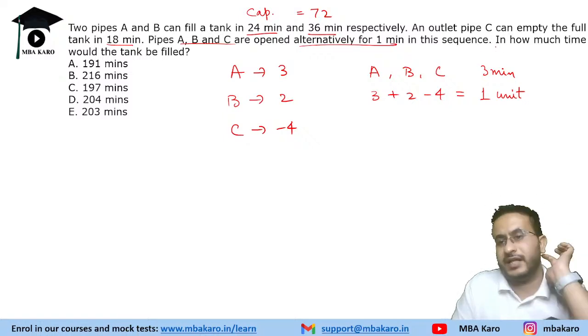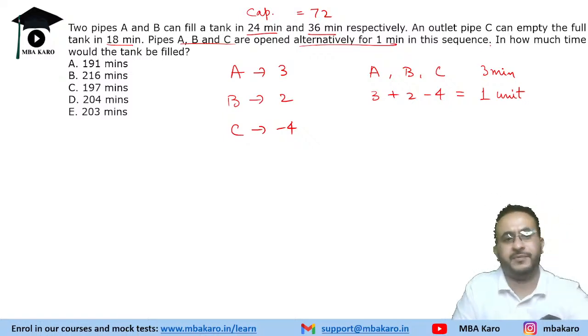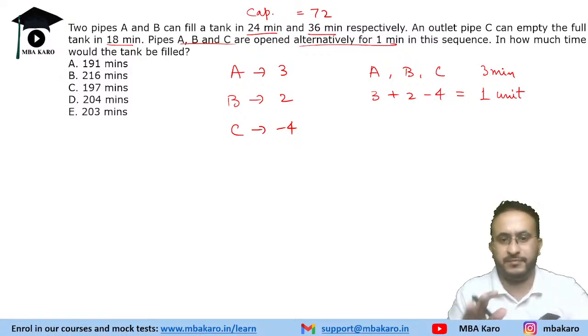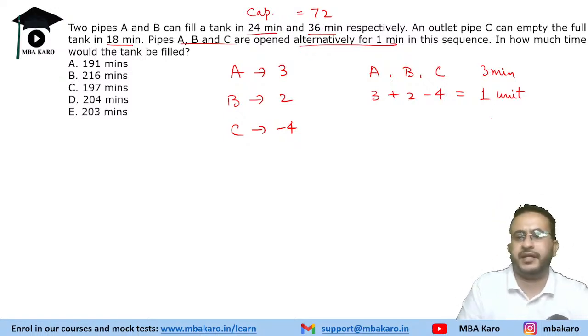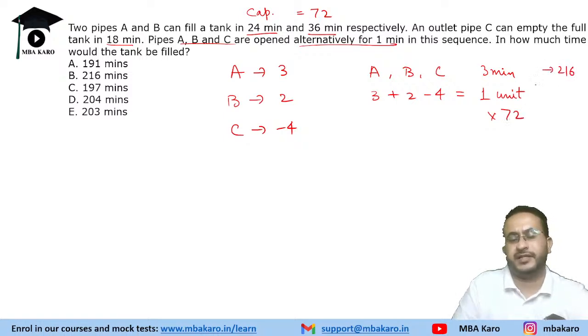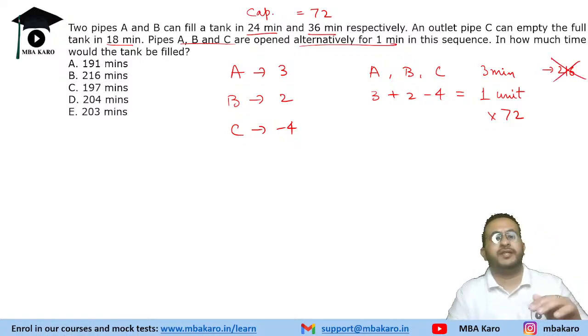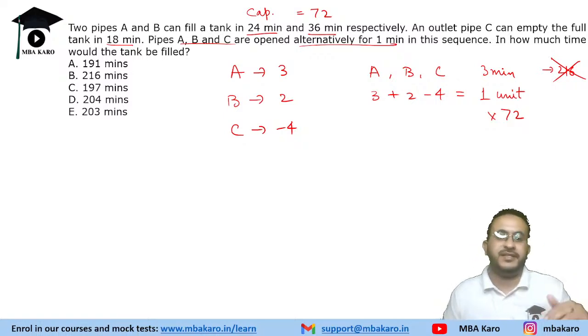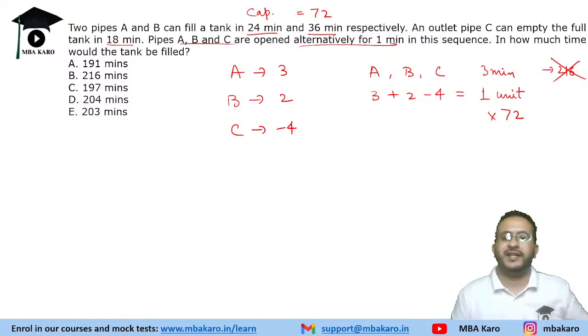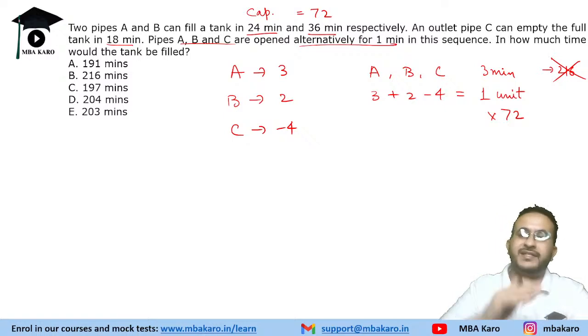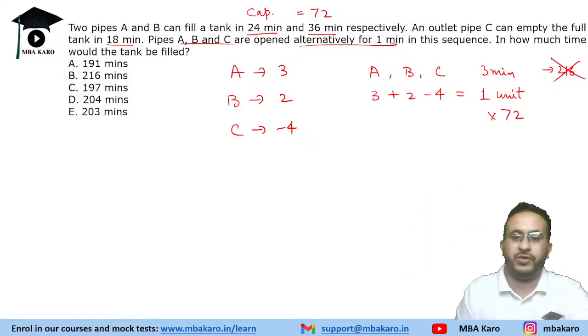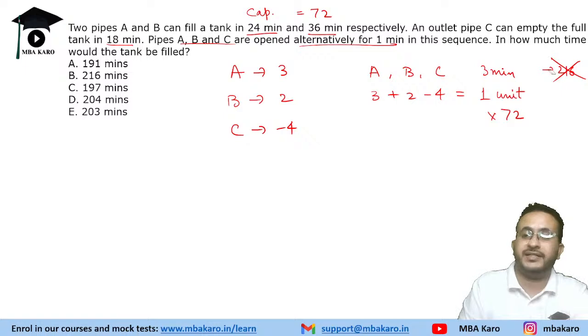Now the question is, in how much time will the tank be filled? अब इसमें लोग क्या mistake करते हैं? They will say कि 72 units भरना है, तो वो into 3 कर देते हैं, and they will say 216 minutes. ठीक है, that is the wrong answer. सबसे पहला wrong answer है. Why? Because C से negative हो रहा है ना, so पहले ऐसा होगा भर चुका होगा, उससे बाद में empty होगा. So we will not go till that sequence.